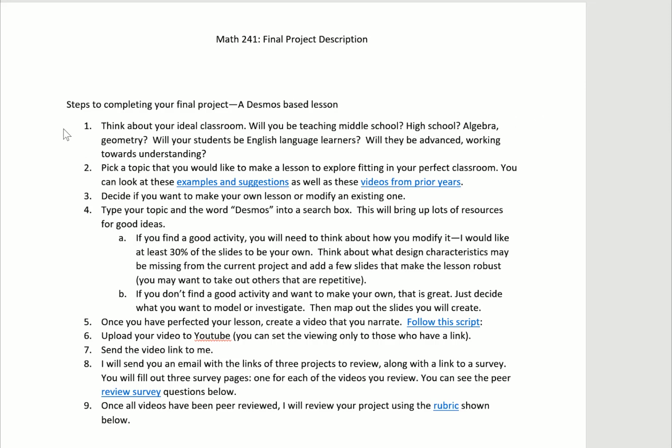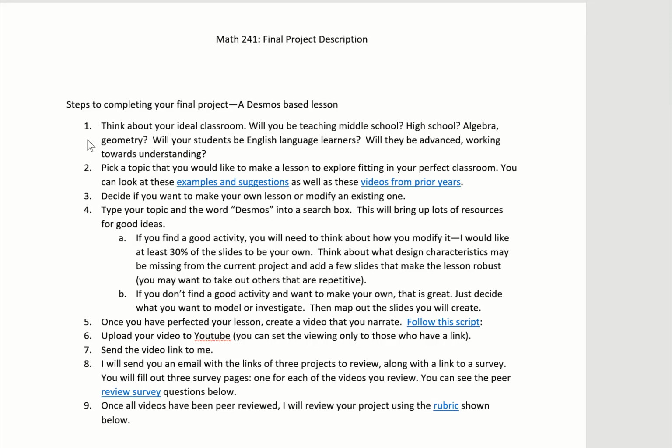The first thing I want you to do is to just think about your ideal classroom. Are you going to teach in a middle school or a high school? What topic are you going to teach? What about your students? Are they going to be English language learners, or maybe an AP calculus class? Are they going to be students who are working towards understanding? Think about what you would really love to teach the most. Then pick a topic that you would really like to teach that would fit into this classroom.